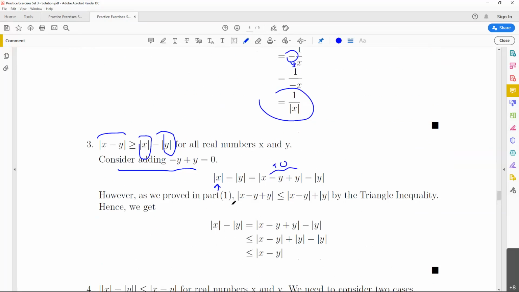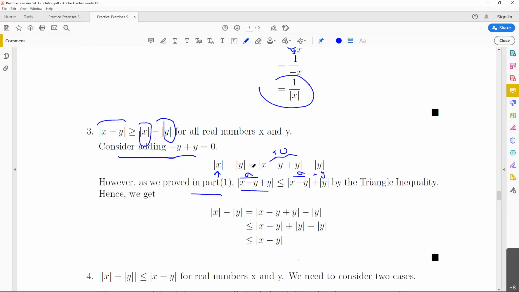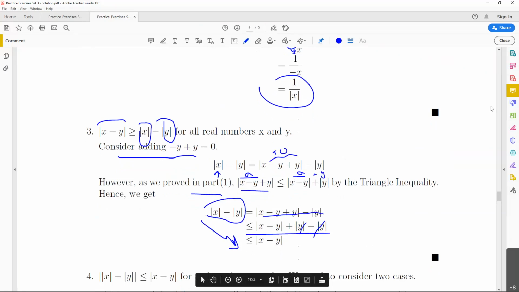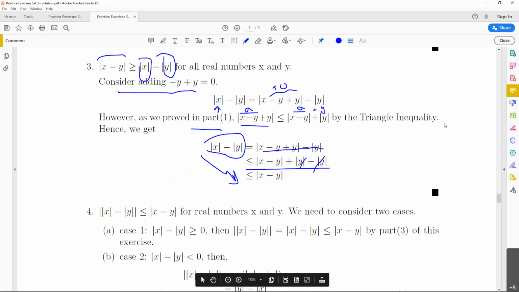However, what did we prove in part one? This thing. Assume that x minus y is just some element a. So a plus y is less than a plus y. Now what? You can just plug it in. What's x minus y? It's this, which is less than this. Y goes with y, so you proved it. Take a second, look at it, and part four.